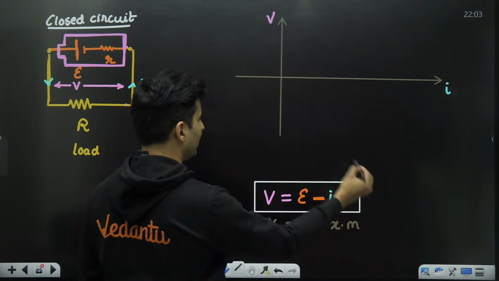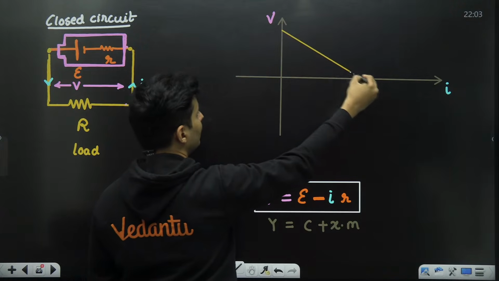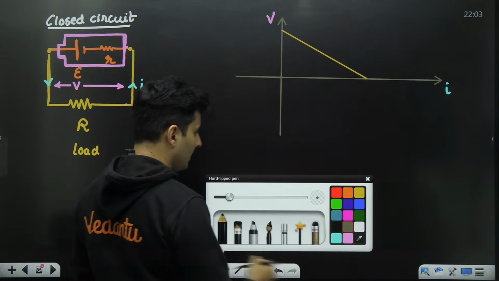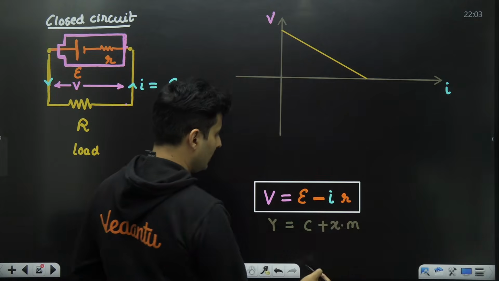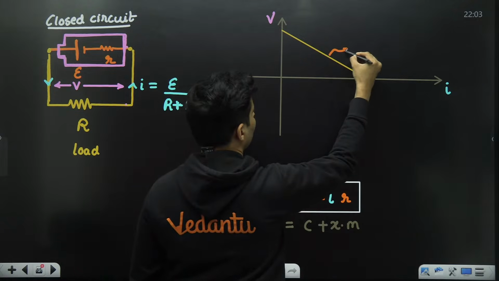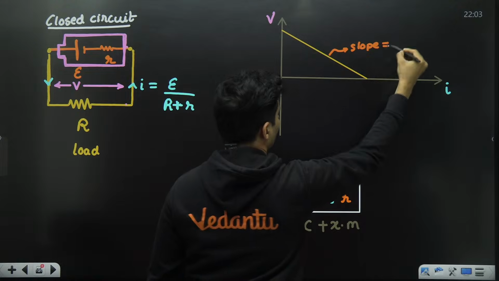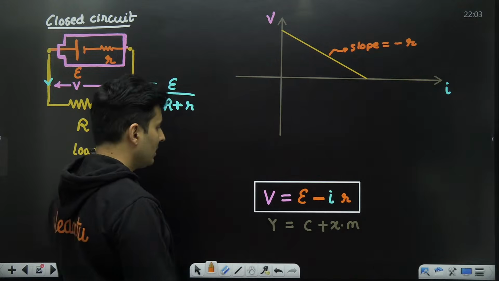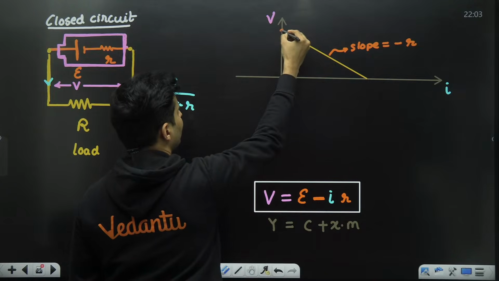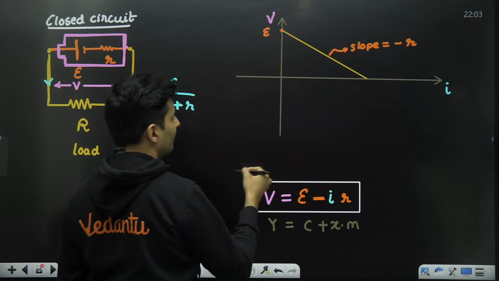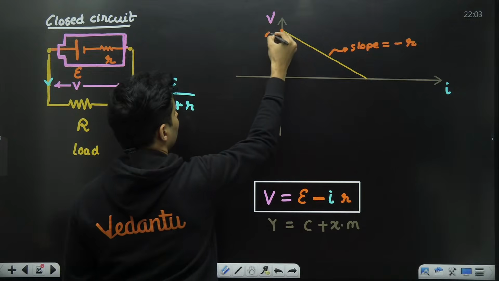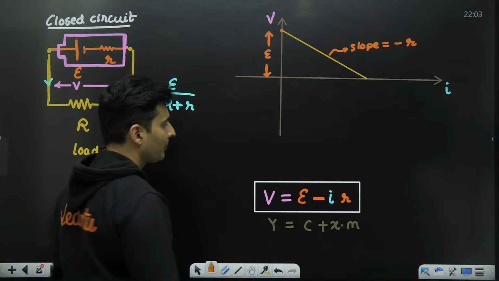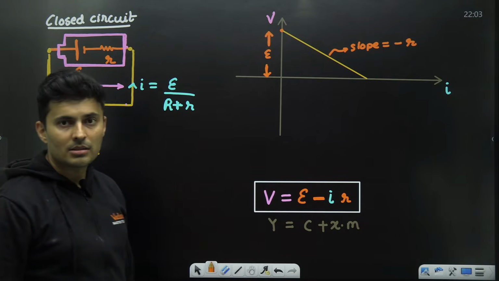It will definitely be a straight line with a negative slope, something going like this over here. And I can start saying that the slope over here, directly you can see, is the negative of the internal resistance. The intercept over here, wherever it intercepts, is the EMF itself. This entire thing where it intersects is the EMF, of course. Yeah, that's all. That's how it goes.